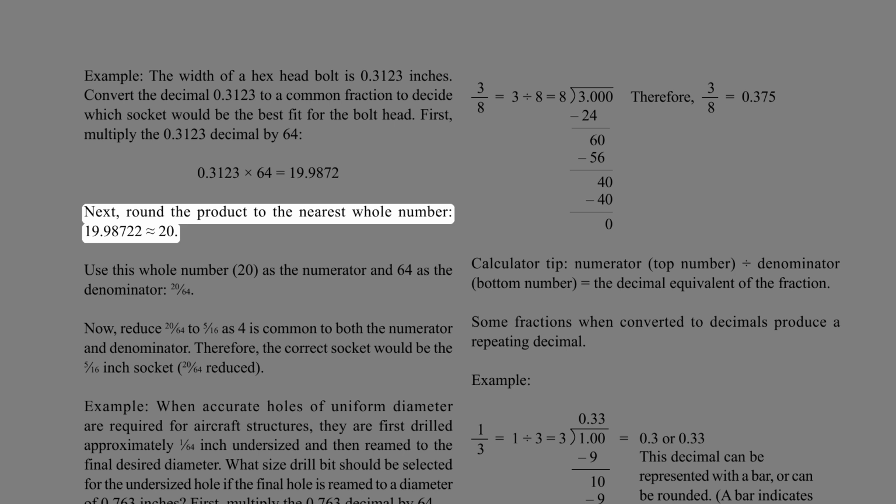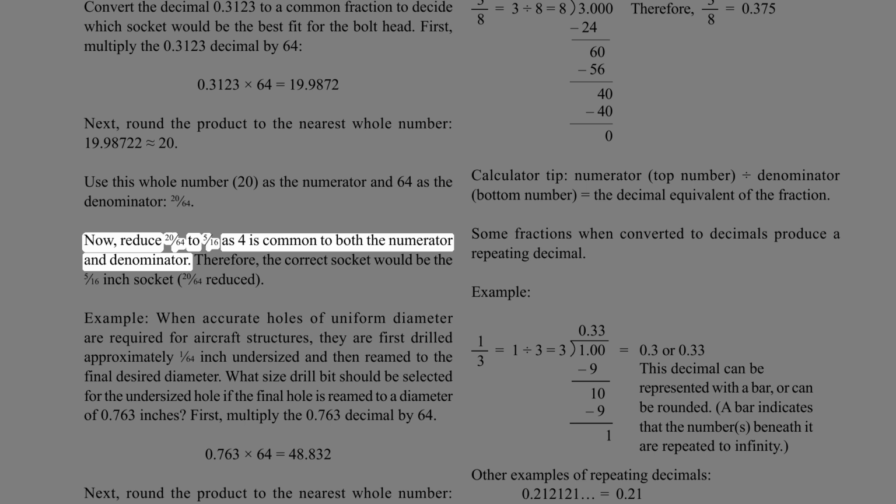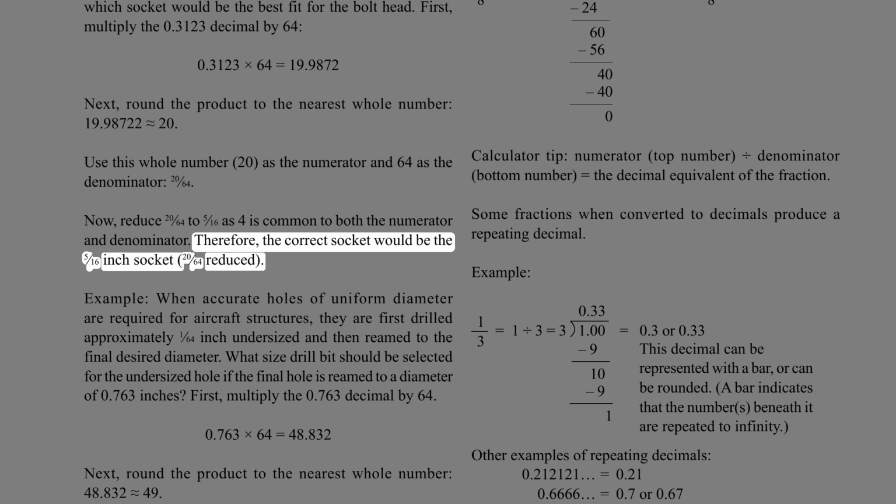19.98722 approximately equals 20. Use this whole number, 20, as the numerator and 64 as the denominator, 20/64. Now, reduce 20/64 to 5/16 as 4 is common to both the numerator and denominator. Therefore, the correct socket would be the 5/16 inch socket, 20/64 reduced.